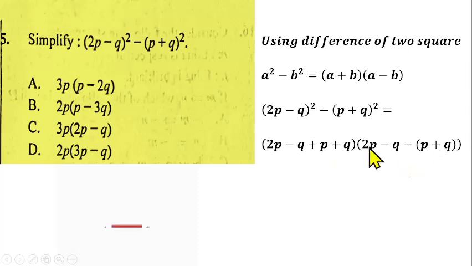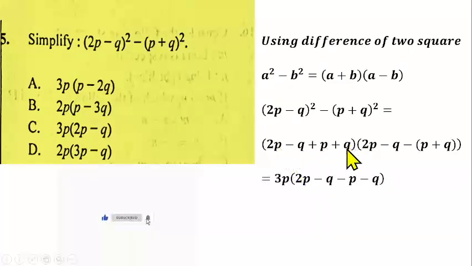From there you can simplify the bracket. 2p plus p will give us 3p, then minus q plus q gives 0, so you have 3p left there. Then if you open this bracket with this minus, you have minus p minus q. Then you can collect like terms here as well. We have 2p minus p, that will give us p. Then minus q minus q gives minus 2q. So from there, you have 3p into p minus 2q as the answer for question number 5.